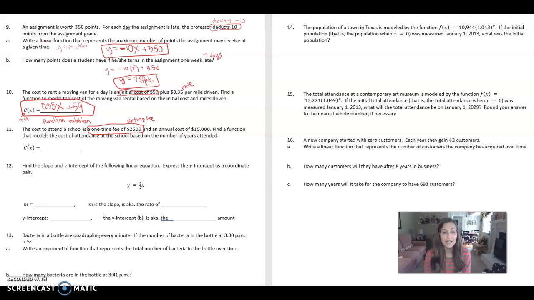Now, this fee right here, this is a rate. This is the rate per year to attend this school. So this is our slope, rate per year. This is our starting fee. So it would be 15,000. That's your slope. Slope is followed by X plus $2,500. And again, this is function notation. They used C instead of F because they're talking about cost. Number 12, find the slope and the y-intercept of the following linear equation.